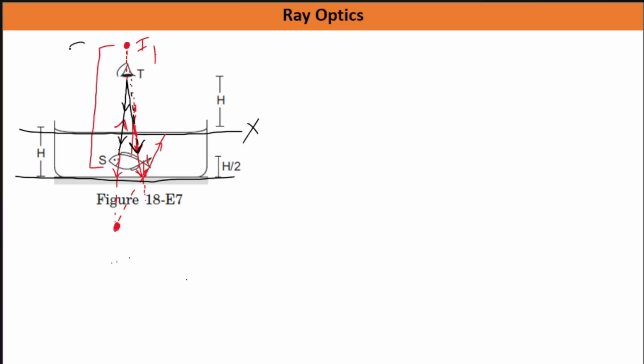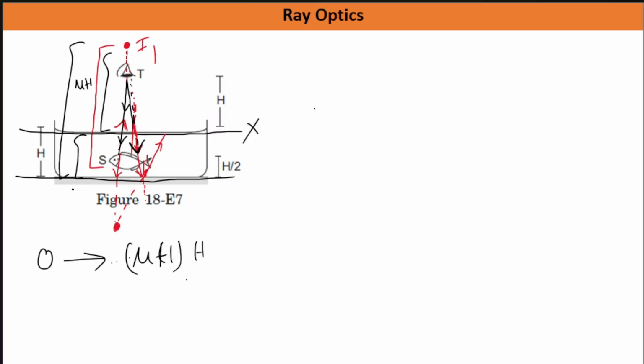Done? And the object distance will be how much? This is your μh from the boundary. This is h. So this is μh plus h. Object distance is how much? This is μh plus 1 into h. What will be the image distance from the mirror? From the mirror it will be at the same distance, right? So I2, if you check from the mirror, will be this.